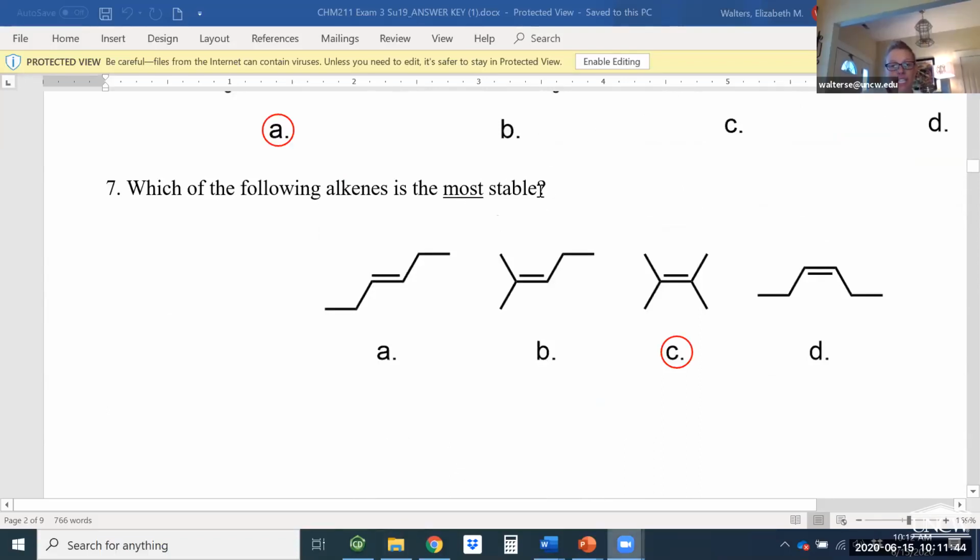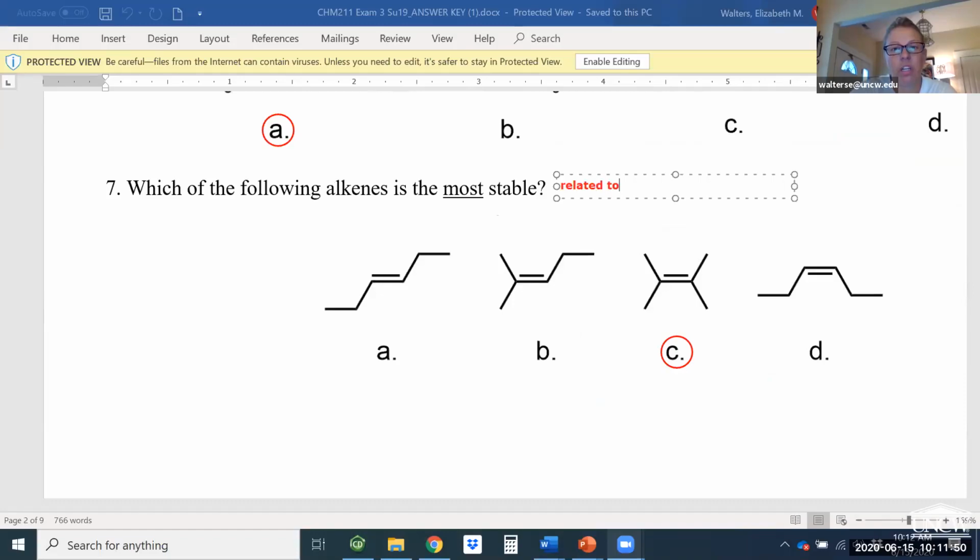So stability of alkenes is related to the number of groups, I guess we'd say non-hydrogen groups, off the vinylic carbons. The vinylic carbons are the carbons that are in the pi bond. So then your options, I would describe them in words first.